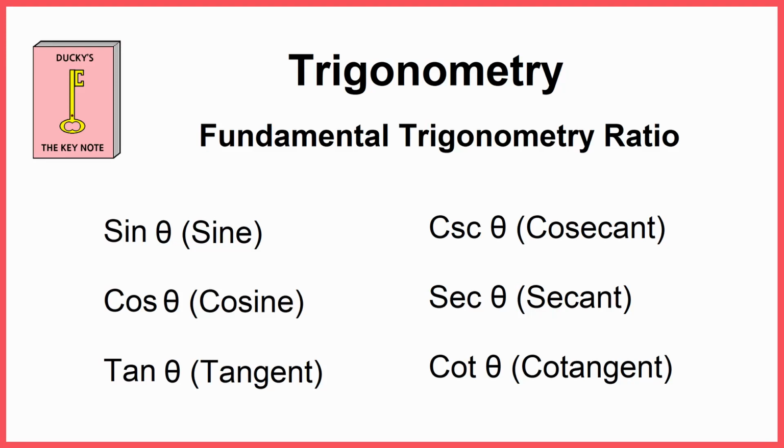Hello everyone. This video explains six trigonometric ratios: sine, cosine, tangent, cosecant, secant, and cotangent.